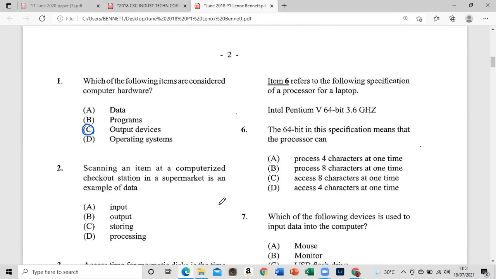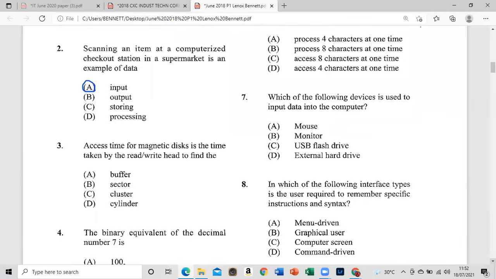Scanning an item at a computerized checkout station in a supermarket is an example of data. Is it data input? Yes. Once you're putting anything inside the computer, it is called input. When you're taking things out, like printer, plotter and so forth, that's output.